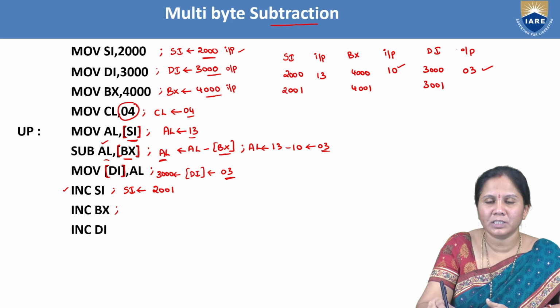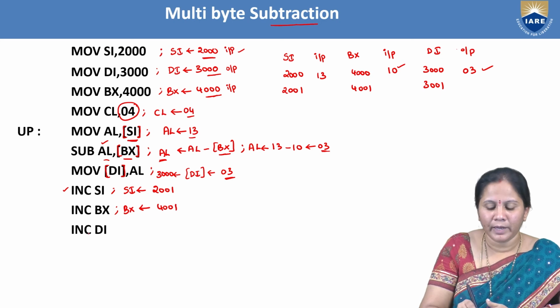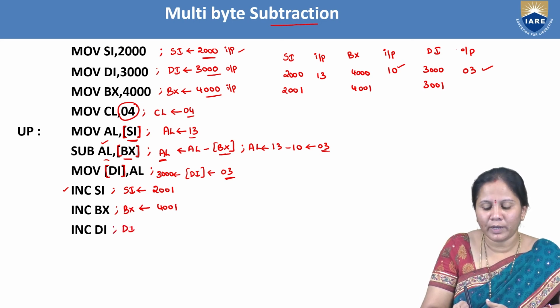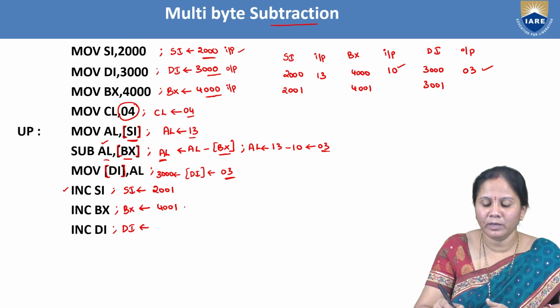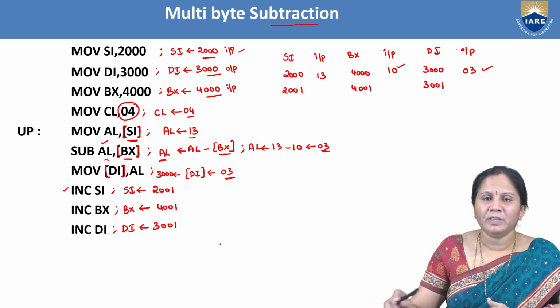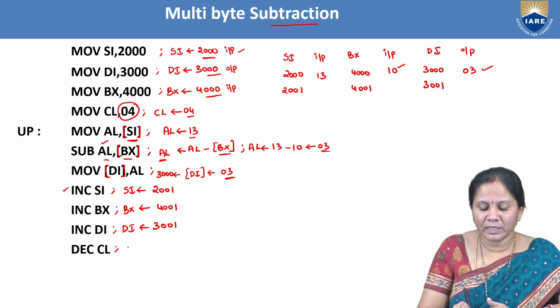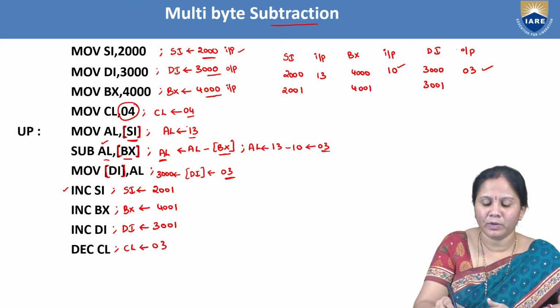And increment BX. Previously the value of BX is 4000. Now the value of BX becomes 4001. And increment DI. So the value of DI will be incremented by 1. So it becomes 3001. So in order to perform the same operation, the counter will be decremented by 1. Decrement CL. So the value of CL will become 03. Previously it is 4.